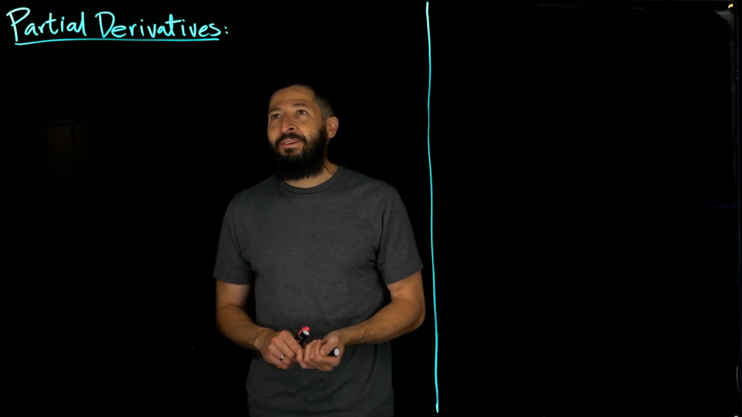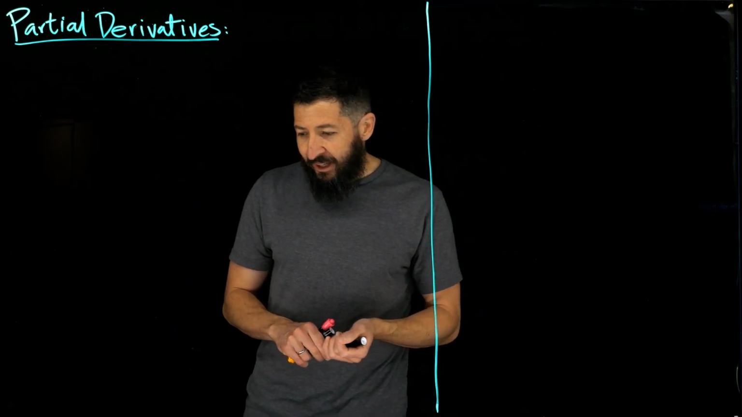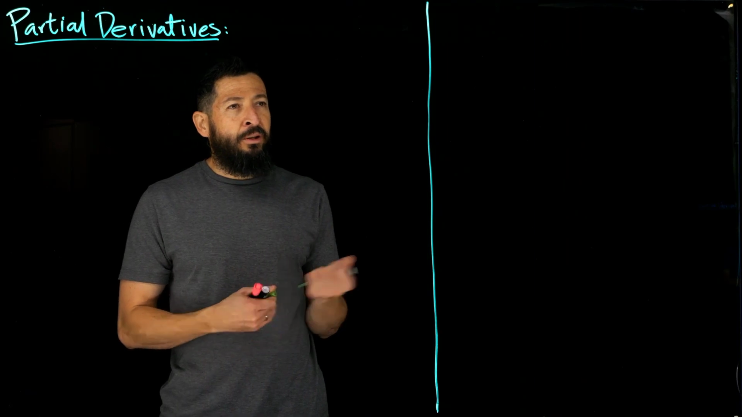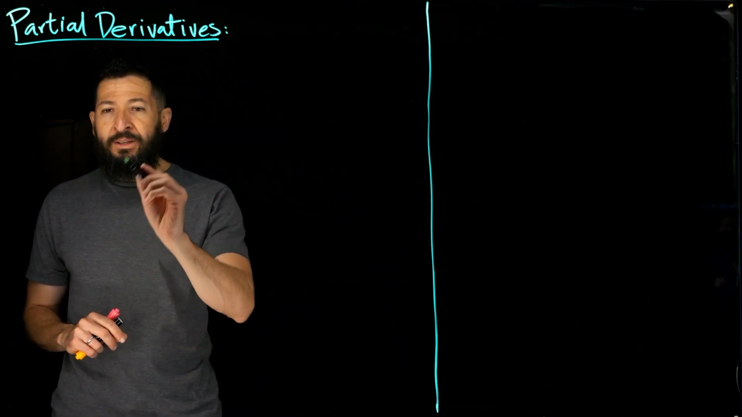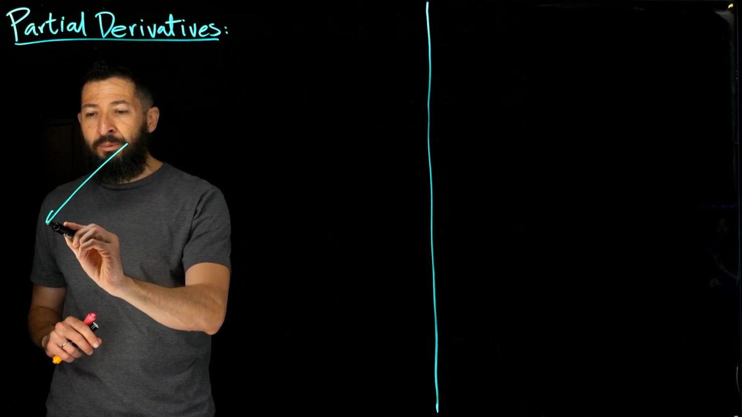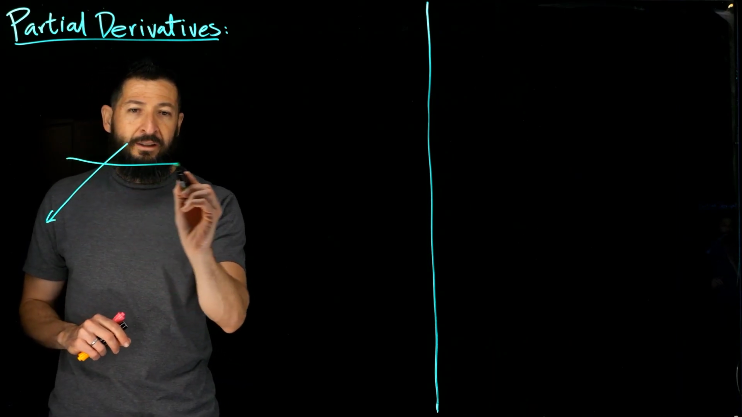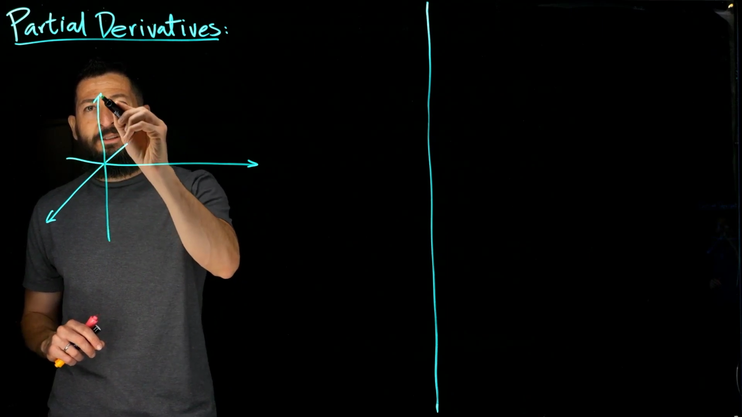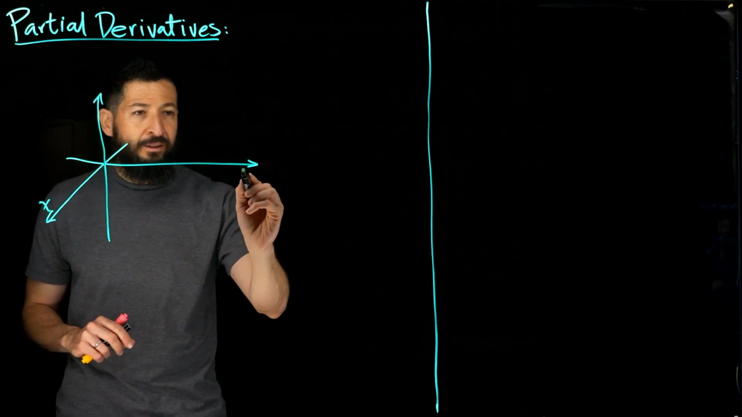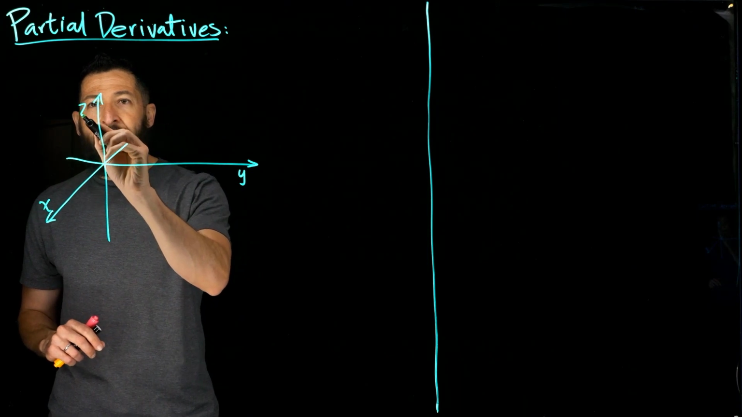Alright, so today we're going to talk about partial derivatives. To give you an idea, we're going to draw a little bit of a picture here, but we're not going to do it in 2 dimensions. We're going to start in 3 dimensions. We're going to put our x-axis here, our y-axis here, and our z-axis here. So let's label them x, y, z.